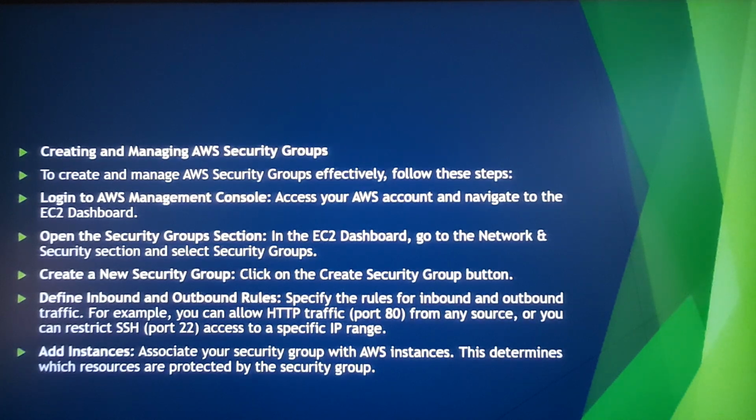Define inbound and outbound rules. Specify the rules for inbound and outbound traffic. For example, you can allow HTTP traffic from any source, or you can restrict SSH access to a specific IP range. Add instance. Associate your security groups with AWS instances. This determines which resources are protected by the security group.